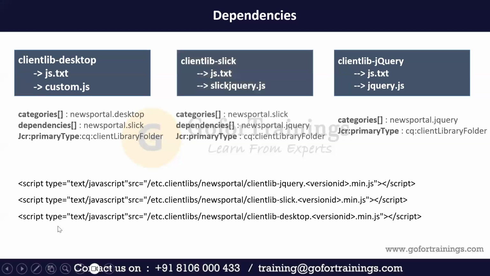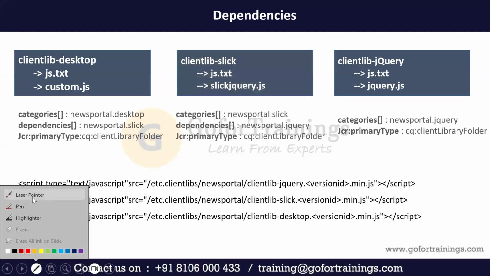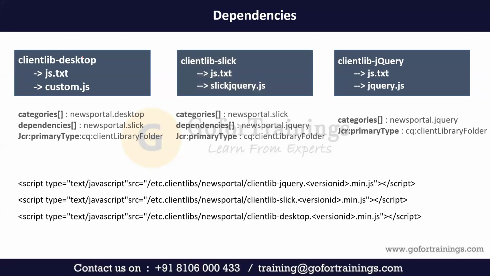Total three client libraries are created. First one is desktop. Desktop category value is newsportal desktop. And second one is Slick, and category value is newsportal Slick. And third one is jQuery, and category value is newsportal.jQuery. Total three client libraries are created.